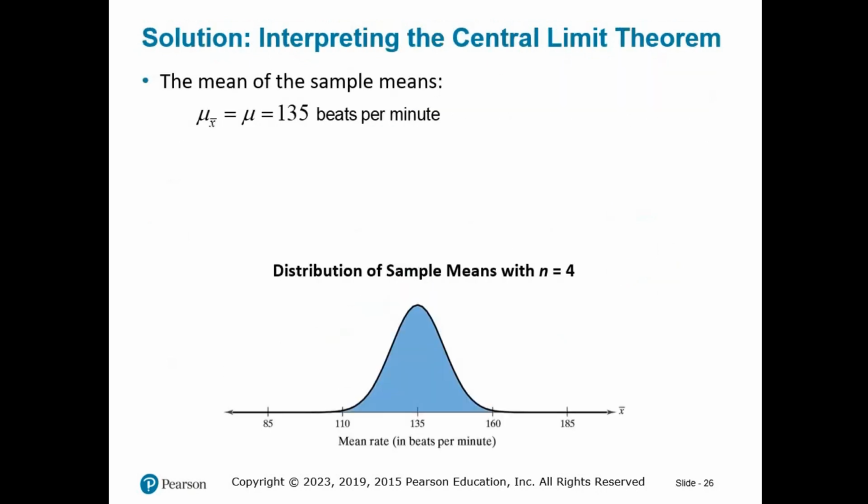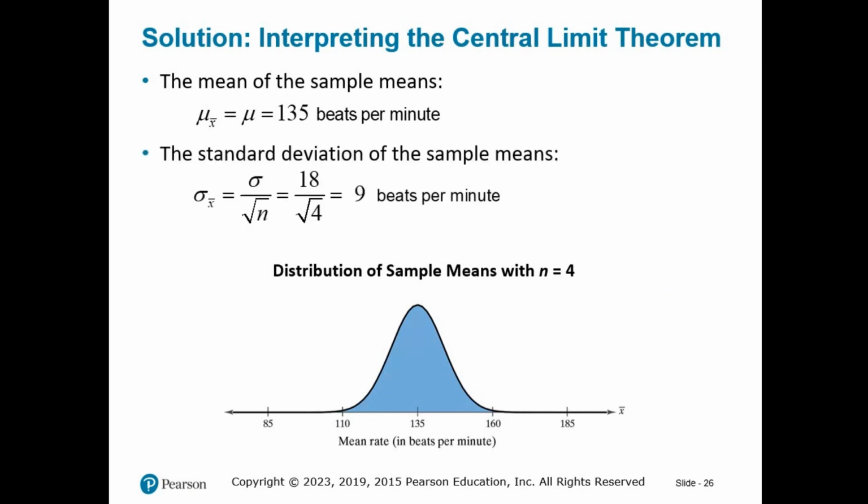Hopefully this is what you came up with. The mean is 135 beats per minute, and the standard deviation is 9 beats per minute. And this is what your graph would look like. So we talked about how this theorem would make our lives easier because we could use z-scores so we're working with a standard normal distribution.